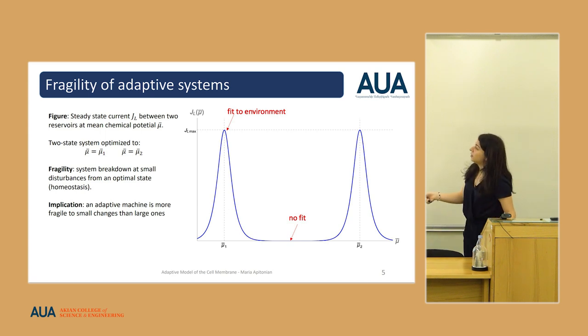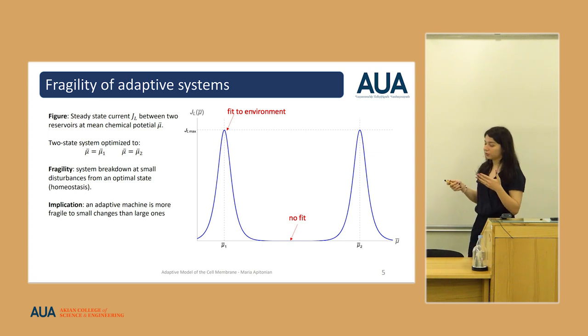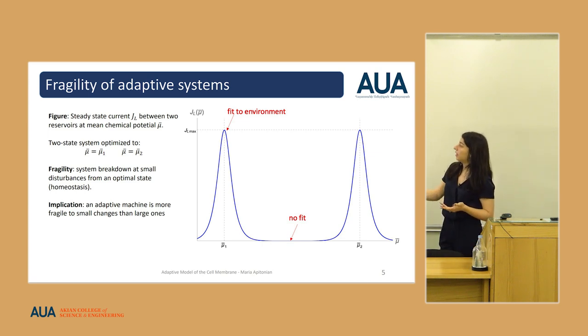This is, of course, a two-state system with two environmental states, but we could extend this to many states and imagine that we have more adaptive states here. And this shows us that if we are at equilibrium or homeostasis at any point, a small disturbance or a small change in the chemical potential is going to affect function more and is going to result in breakdown more than a larger change that could end up taking us to another adaptive state.